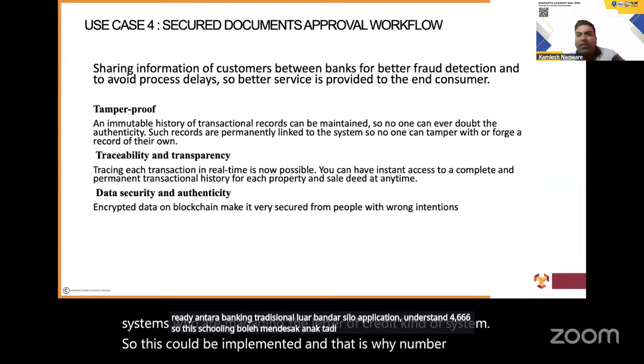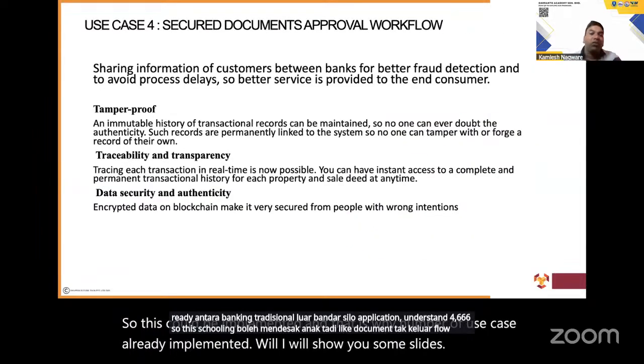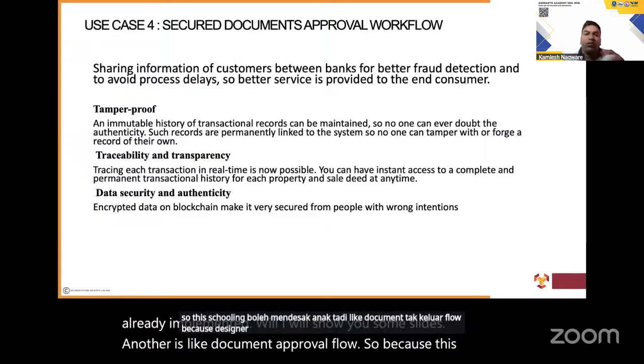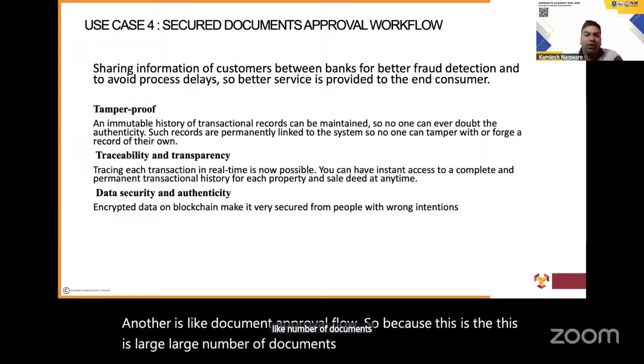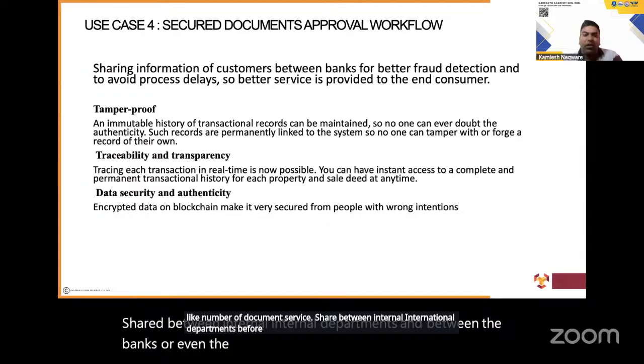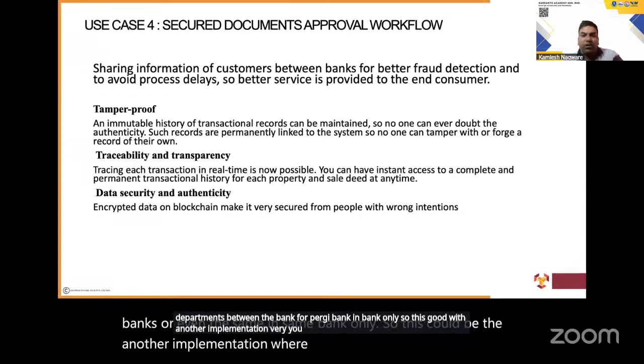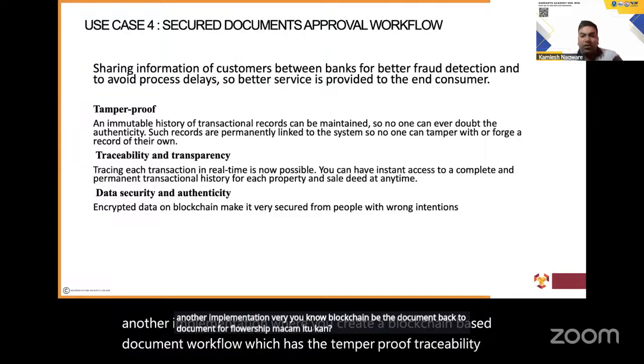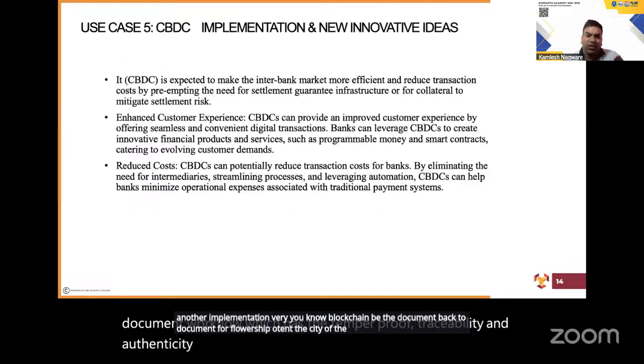Another is the document approval flow. A large number of documents are shared between internal departments, between banks, or even within the same bank. So this could be another implementation where you create a blockchain-based document workflow which has tamper-proofing, traceability, and authenticity of the data.